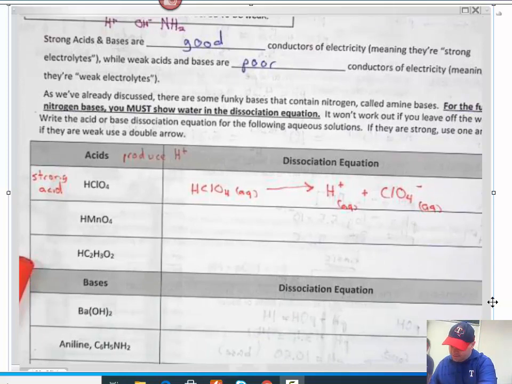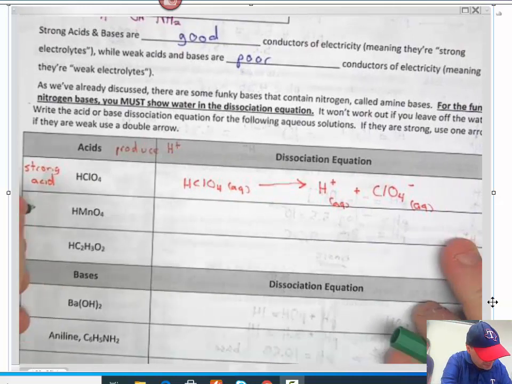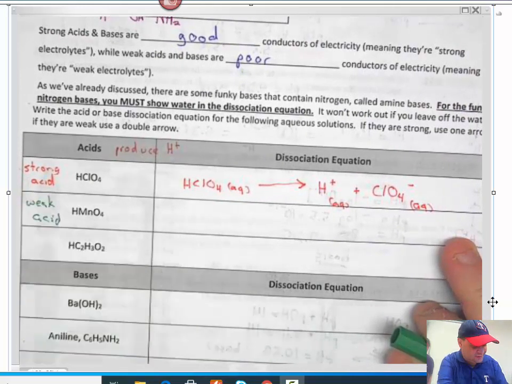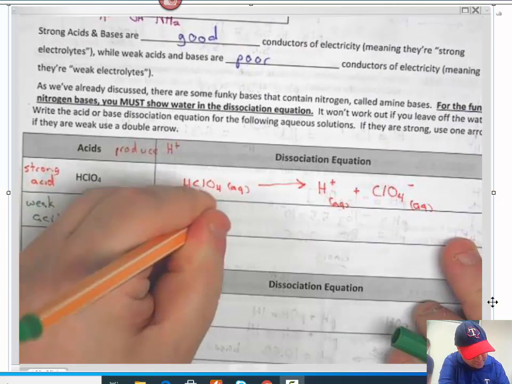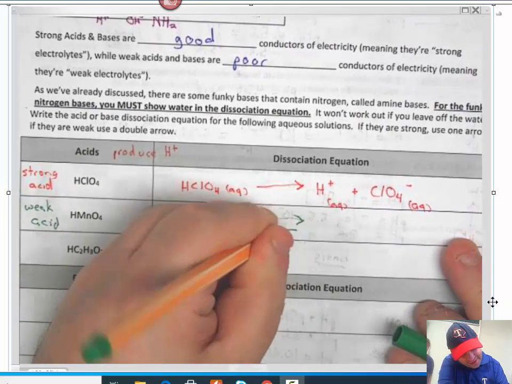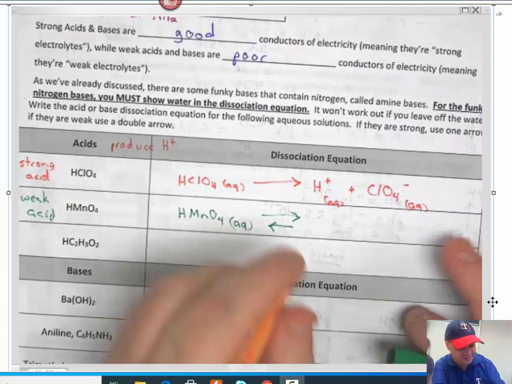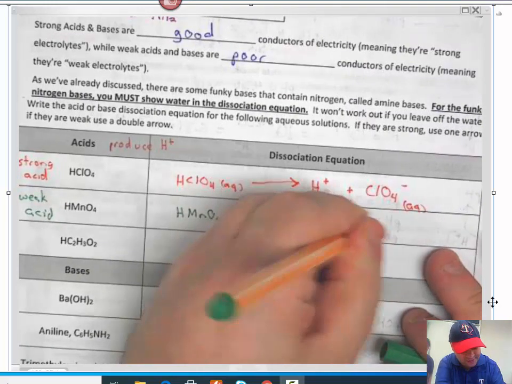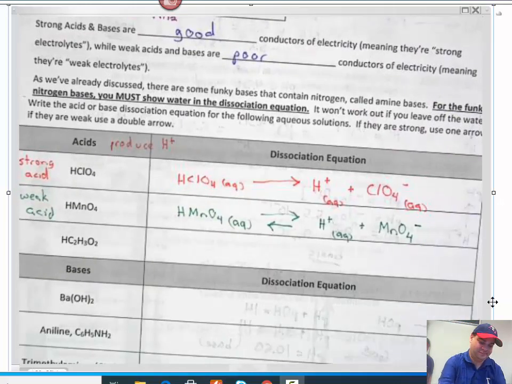Okay, the next one I'm going to do here is HMnO4. This is a weak acid. Remember, acids produce H plus here, so we're going to do HMnO4, which is going to be aqueous. We are going to have a forward arrow and a backwards arrow. So this is going to produce H plus and MnO4 minus.